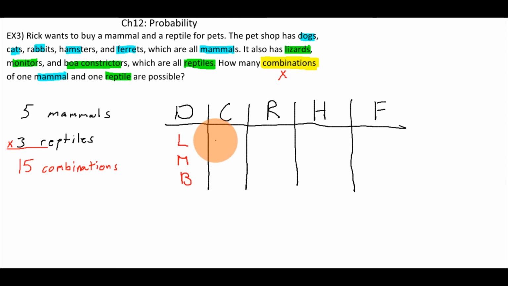And I could do that here in the second group. Rick might not want to buy a dog. Rick might want to buy a cat. So I'm going to list lizards, monitors, or boa constrictors again. Well, if Rick buys a rabbit, then we have lizards, monitors, and boa constrictors again. And the same thing will happen for hamsters and ferrets. So let's just continue on with our list.